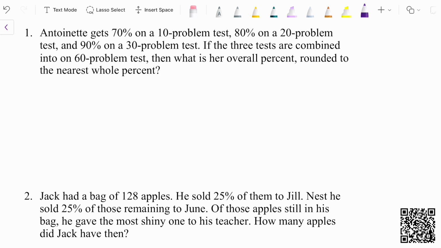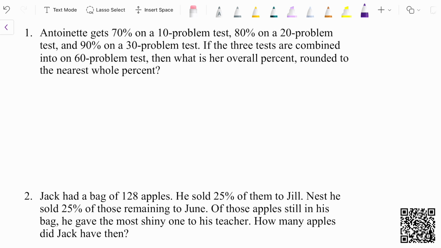Today's first question is, Antoinette gets 70% on a 10 problem test, 80% on a 20 problem test, and 90% on a 30 problem test. If the three tests are combined into one 60 problem test, then what is her overall percent, rounded to the nearest whole percent?